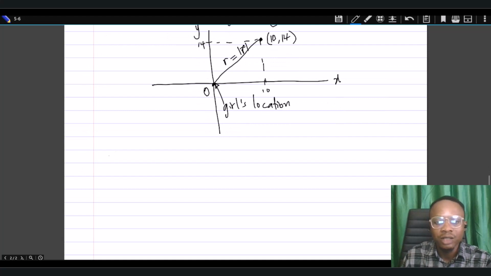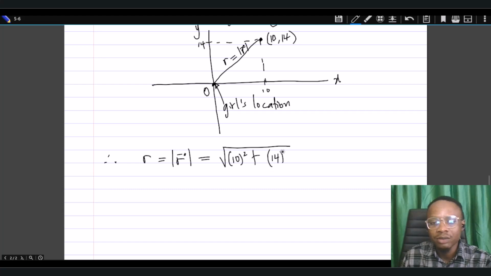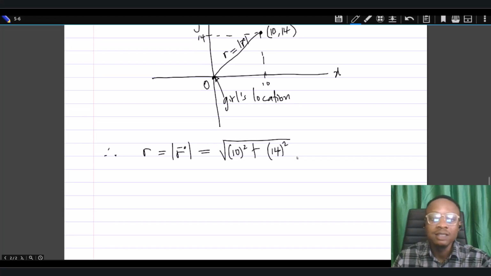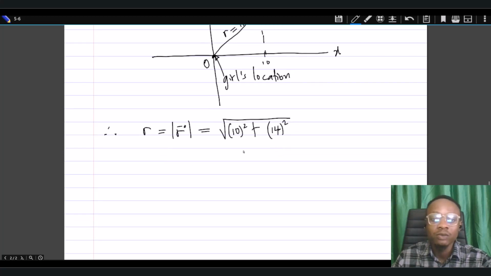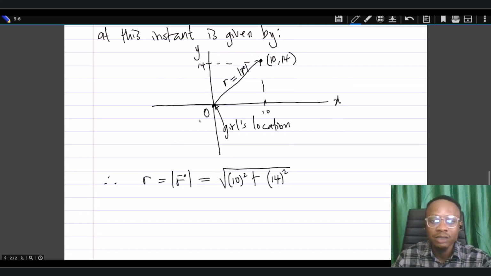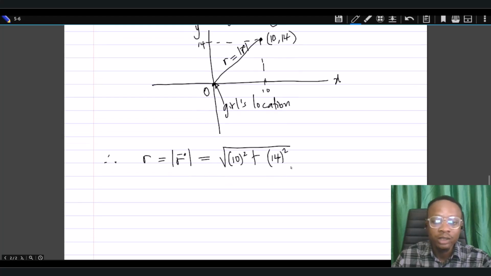Okay, so therefore the distance between the girl and the point is simply r, which is given by the modulus of r, which is simply the square root of 10 minus 0 squared, plus 14 minus 0 squared. Distance between 2 points in the Cartesian coordinate system, you should recall, is the square root of x2 minus x1 squared plus y2 minus y1 squared. So x2 is 10, x1 is 0, 10 minus 0 squared gives us this. y2 is 14, y1 is 0, that's 14 minus 0 all squared, so that gives us this as well.